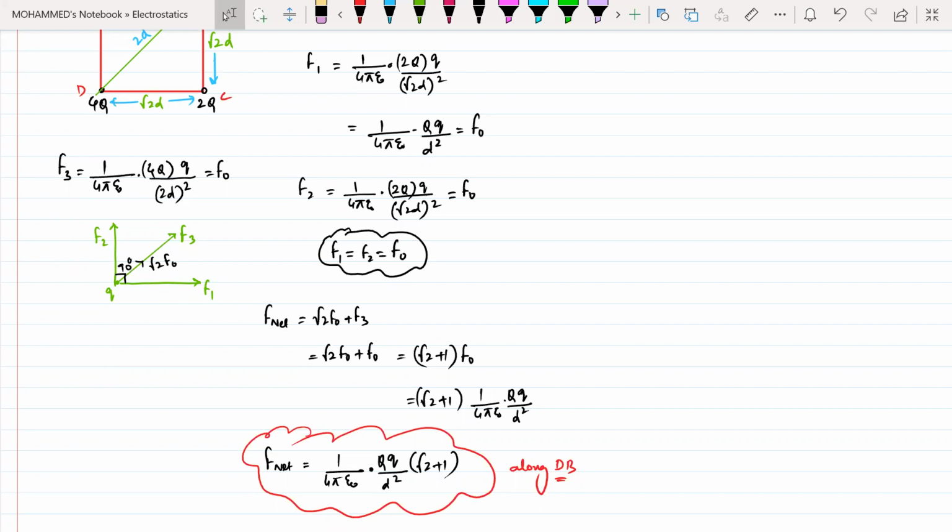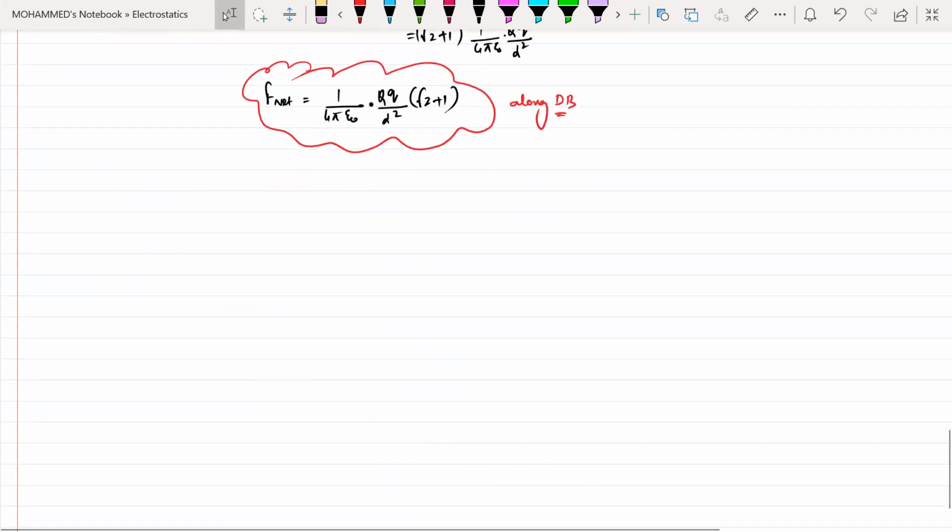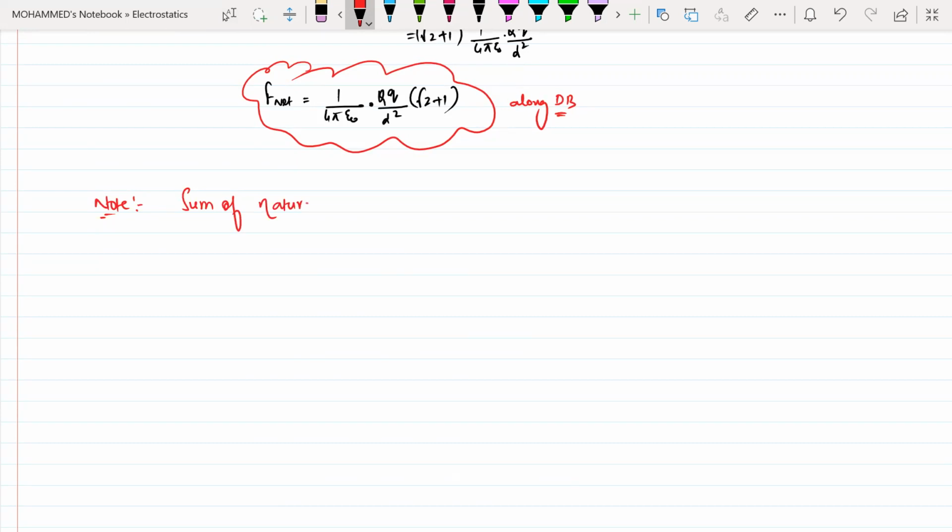Yes, sir. Okay. So, one small note, beta. This formula you should know: the sum of natural numbers formula. It is 1 plus 2 plus 3 plus 4 and so on up to n. The summation of this n value will be equal to n into n plus 1 divided by 2. Okay, now.